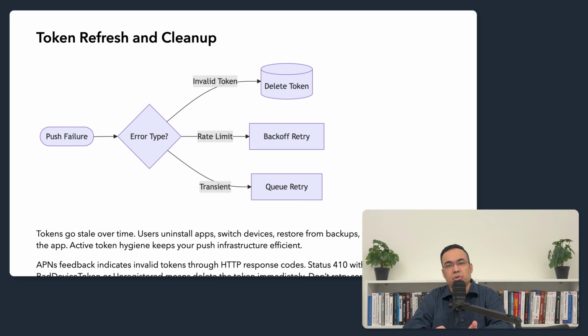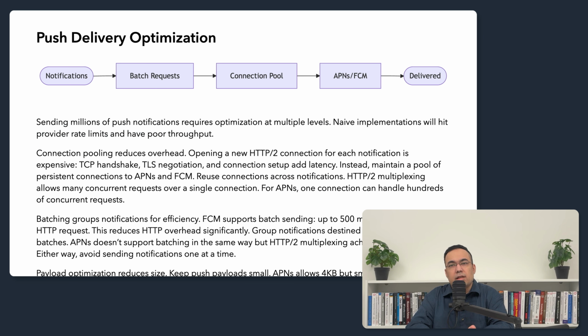Now let's examine push delivery optimization. Let's examine optimizing push delivery for high volume, because naive implementations will hit provider rate limits and have poor performance. Connection pooling reduces the overhead significantly. Opening a new HTTP connection for each notification is expensive. There will be a TCP handshake, encryption negotiation, and connection setup. At scale, all this overhead will add up pretty fast.